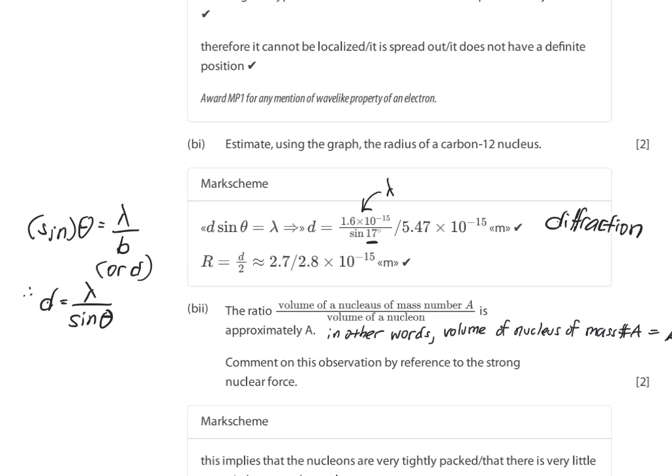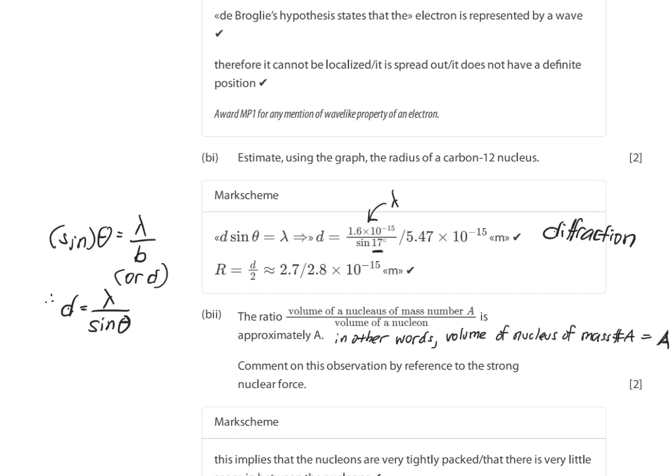And we're looking for, it's like sine theta equals lambda over b, which is the diffraction equation, b or d, depending on the diameter of the atom, the size of the object you're diffracting through or around. And so they were solving for that d, as I have here. d is lambda over sine theta, and we get 5.47 times 10 to the negative 15 meters. Now it wants the radius of the nucleus, so we have to cut that in half. It's kind of dumb why they can't just ask for the diameter, but we cut that diameter in half, and we get 2.8 times 10 to the negative 15 meters.